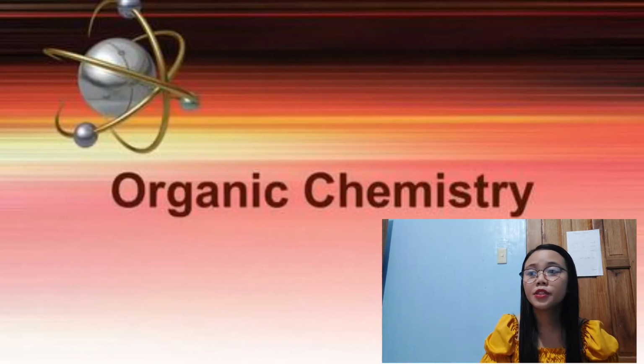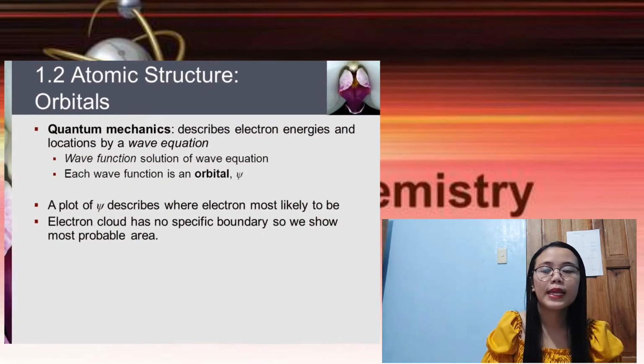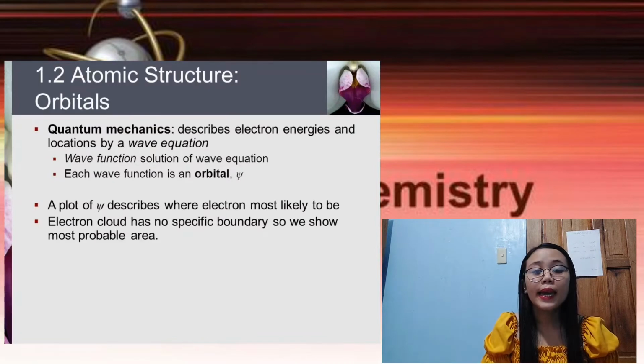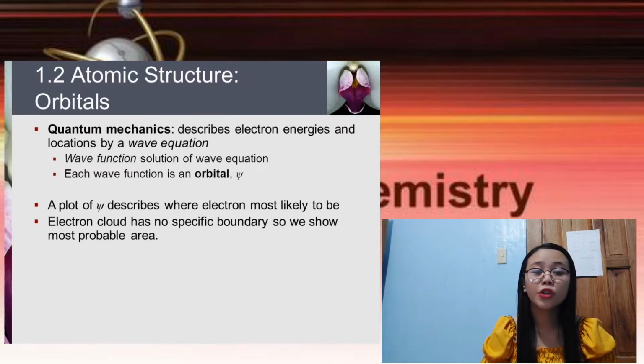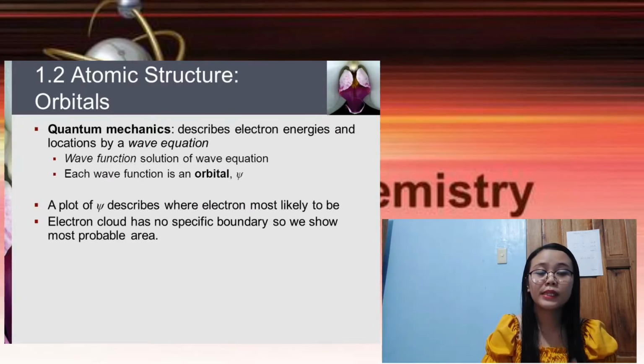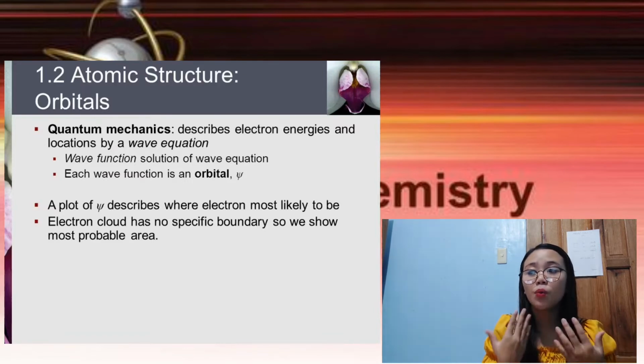And now let's proceed to atomic structure: orbitals. Quantum mechanics describes electron energies and locations by a wave equation. Okay, the wave function is a solution of the wave equation; each wave function is an orbital. A plot of an orbital describes where electrons are most likely to be. The electron cloud has no specific boundary, so we show the most probable area.